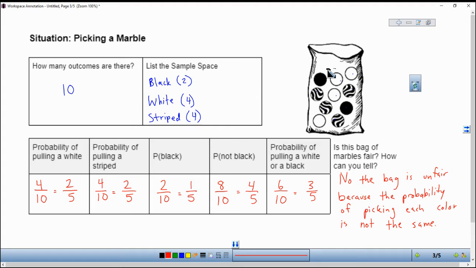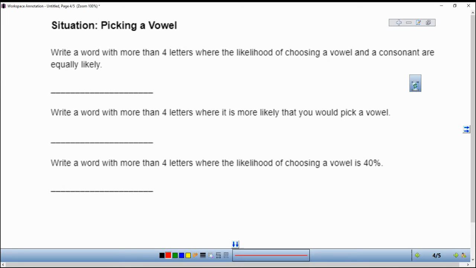All right, we're going to take a look at one more simple event, and then we're going to finish with a non-simple event. See that in a second. All right, so the situation is picking a vowel. It says write a word with more than 4 letters where the likelihood of choosing a vowel and a consonant are equally likely.